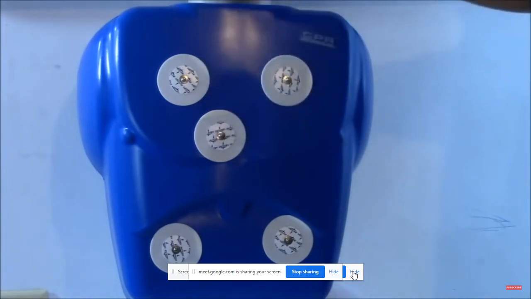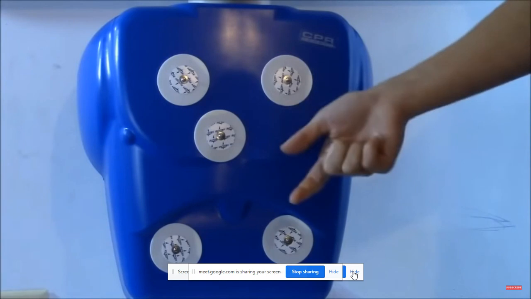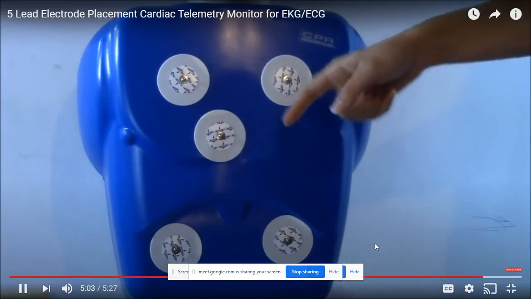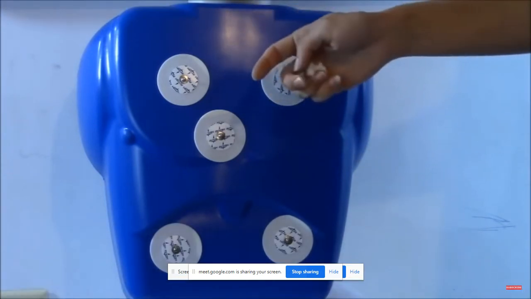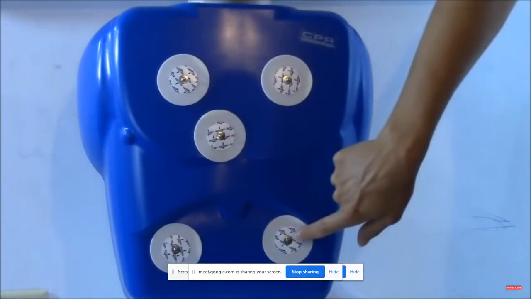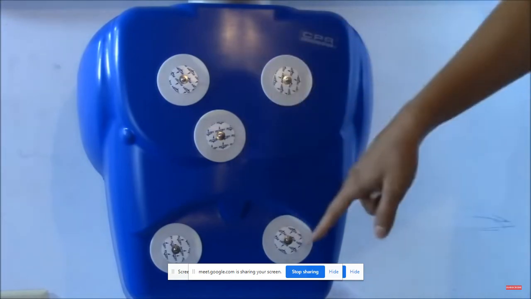Make sure they are picking up the patient, that they're getting a nice, clear EKG, the batteries you put in are working, and that they have the right patient information. Because if you had a patient in that room and you didn't clear out that information, they might have another patient in there. So always make sure of that. And that is how you set up for a 5-lead telemetry monitor.